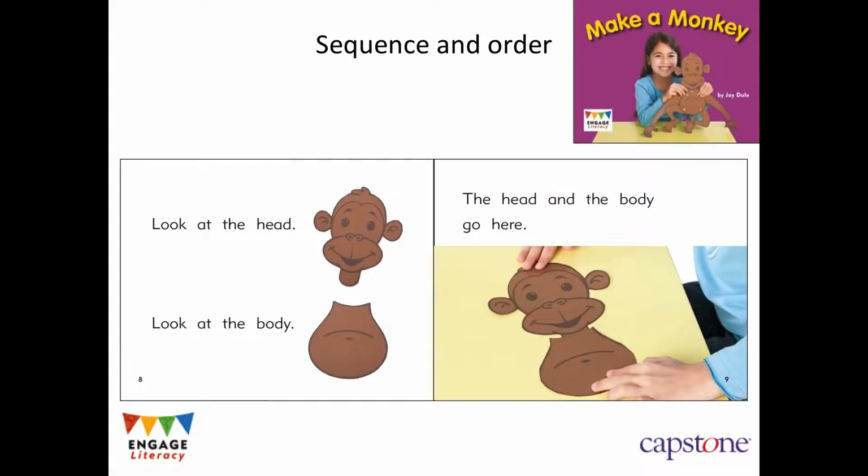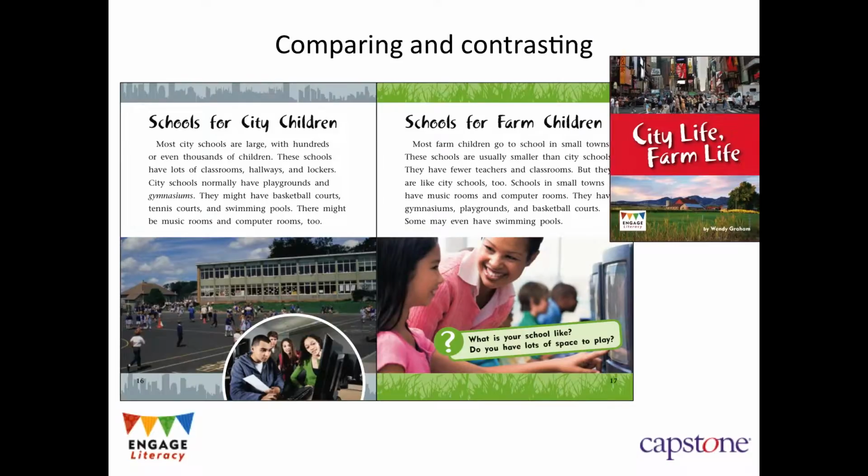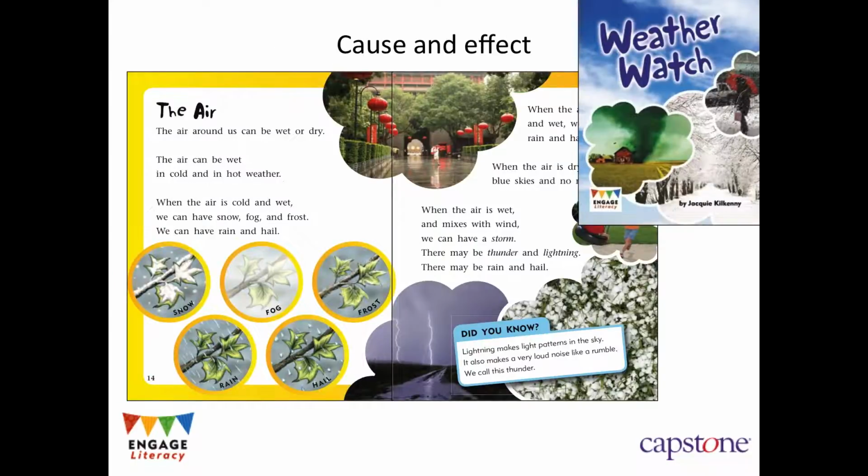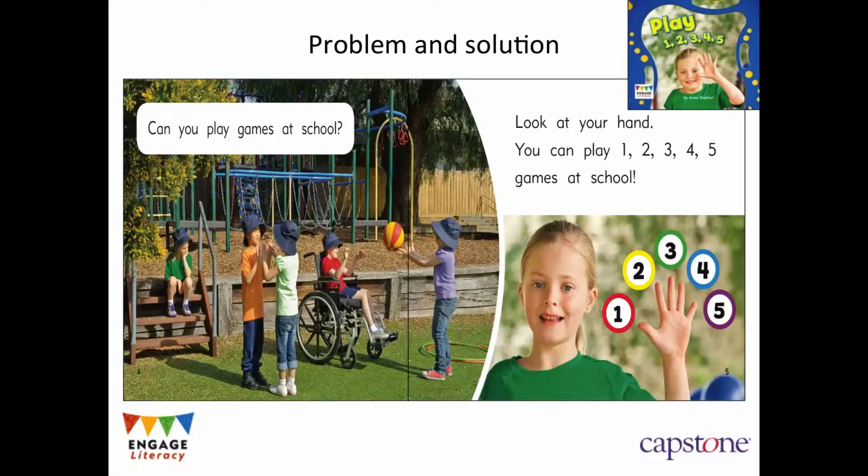Sequence and order are also very important in a non-fiction text. In a procedural text, for example, information needs to be presented in a specific order. The text structure of comparing and contrasting highlights similarities and differences. Cause and effect provides information about why things happen. A text can also be structured using problem and solution. A problem is described and one or more solutions are presented.